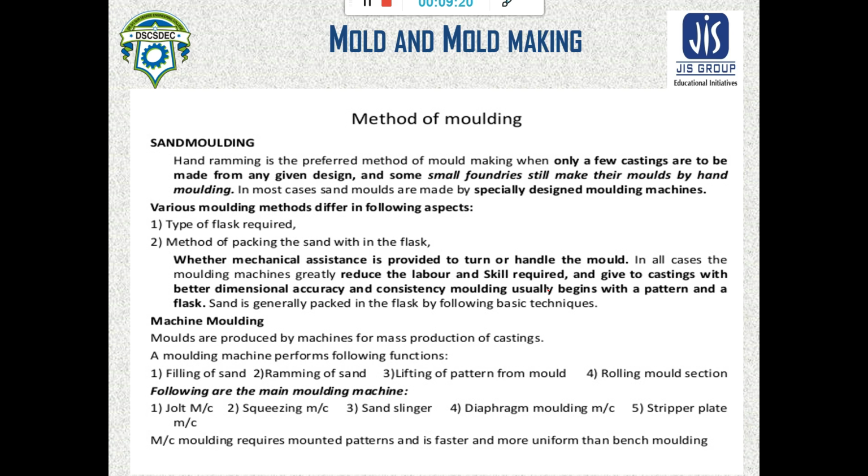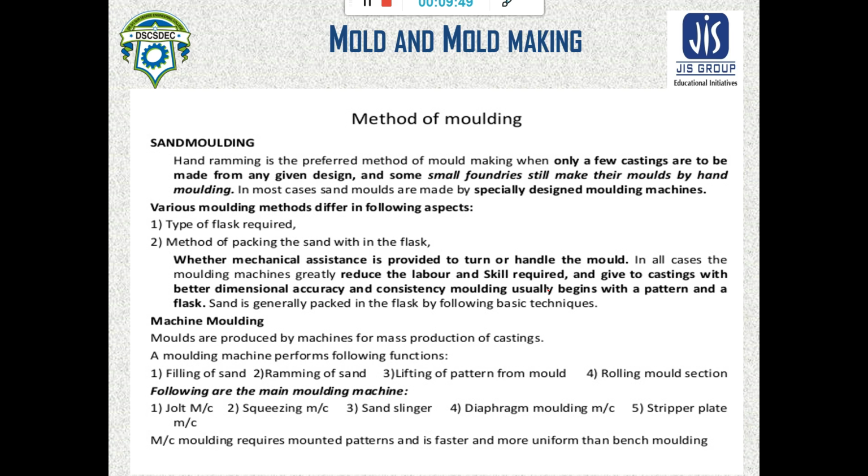In case of machine molding, the molds are produced by machines for mass production casting. A molding machine performs the following functions. First, filling of sand. Second, ramming of sand. Third, lifting of the pattern from the mold. Fourth, rolling the mold section. And the following are the main molding machines.